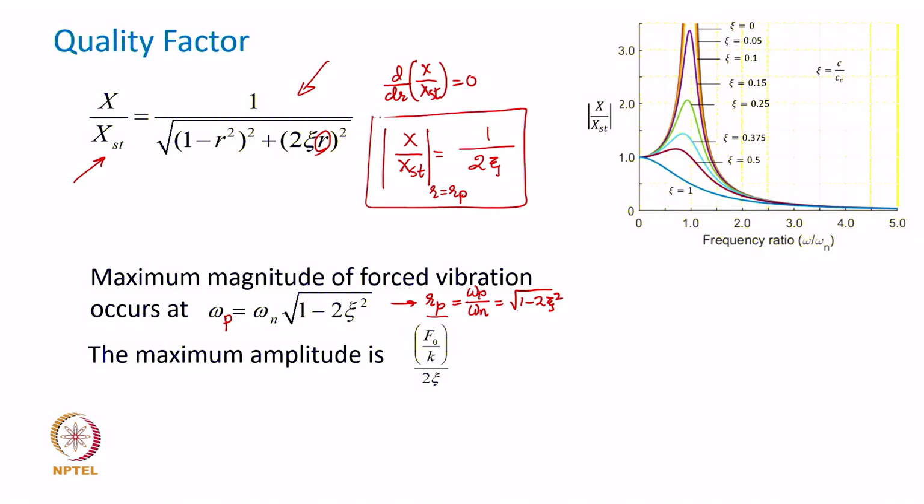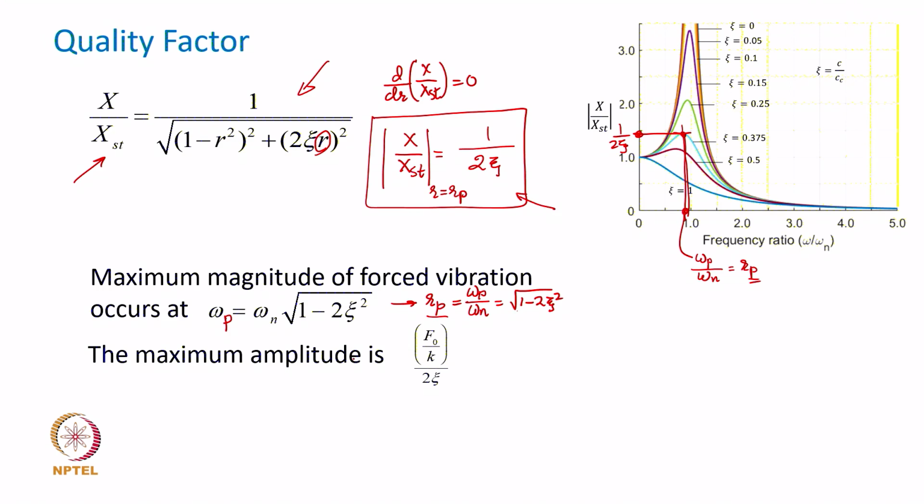The relationship tells us that x over x_st at r equal to r_p is equal to 1 by 2 zeta, which means that given a particular damping value, omega_p is this, and the ratio of that omega_p with natural frequency is your r_p. Then at that r_p value the amplitude is given by 1 upon 2 zeta. Obviously, it depends on the damping ratio, which is clear from this graph, and the quantification of that has come from this expression.